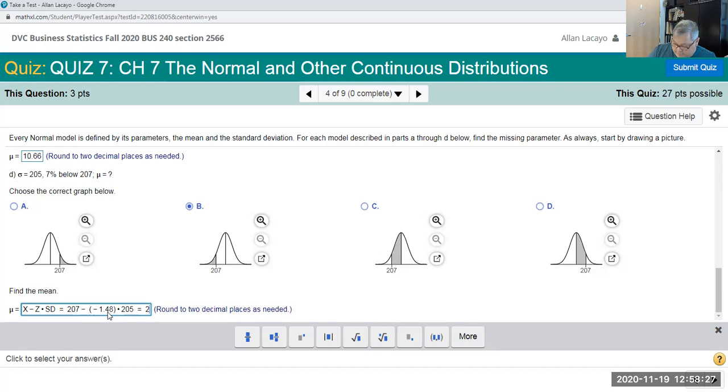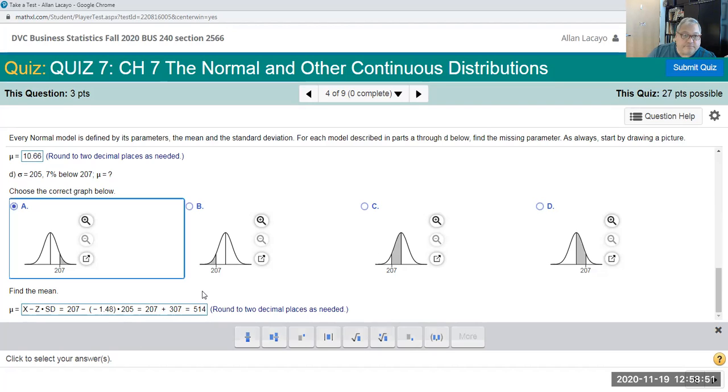So I'm going to have 207 plus about 307. And so I end up with 514. And that's a pretty close estimate of the mean in this problem.